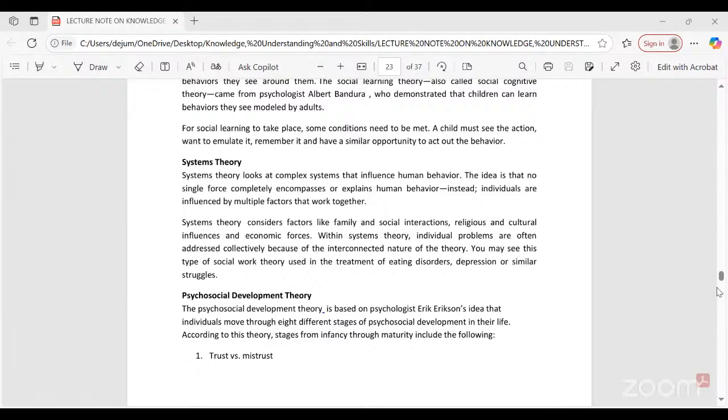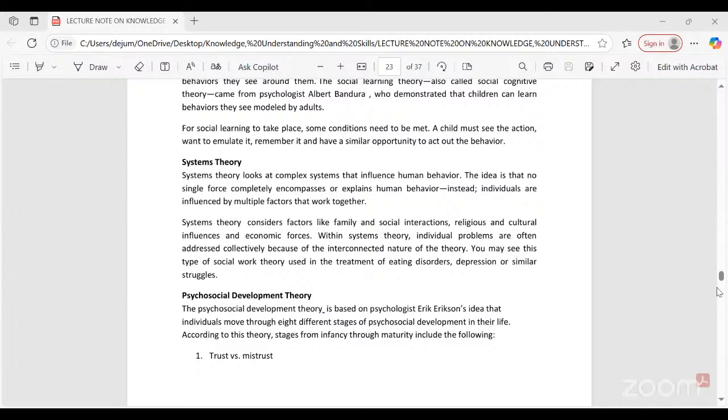You are being influenced by your place of work. You are being influenced by your church. You are being influenced by your family. You get it? And you have different values from all these systems you belong to. So you can bring them together and see which one you need to drop, in order to bring support to your family.